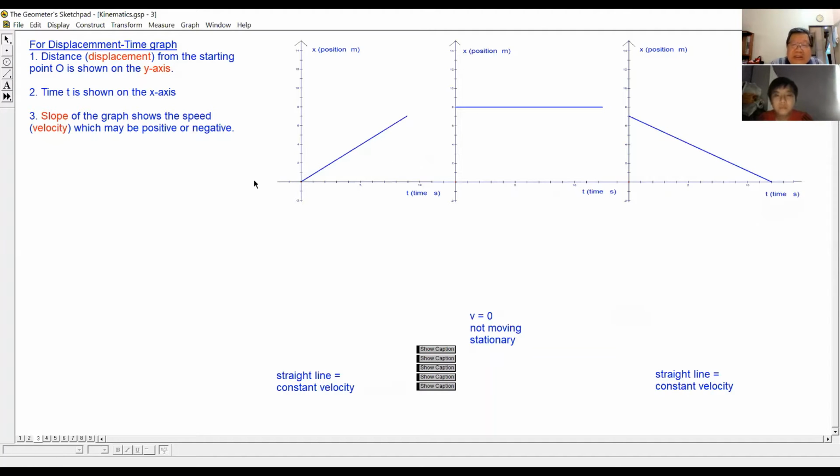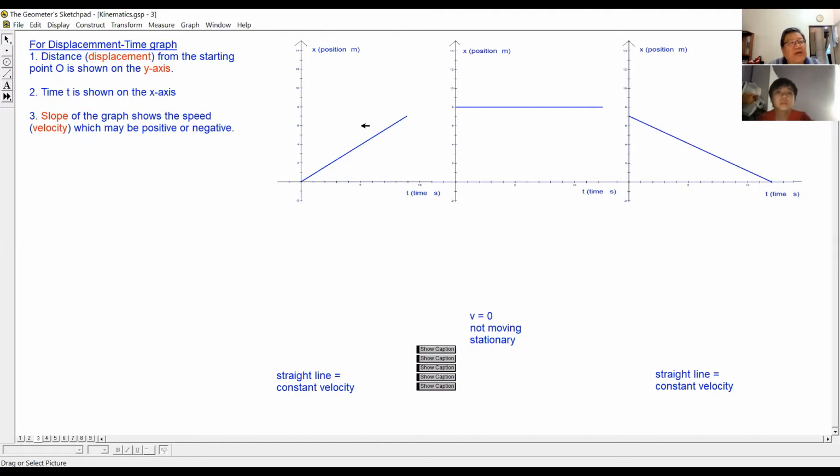How do you know this is a displacement time graph? You look at the label on the x-axis and the y-axis. So the label on the y-axis is x, and it represents the position. The unit is in meter. And the label on the x-axis is t. It represents time, and the unit is in second. Okay, so we know that this is a displacement time graph.